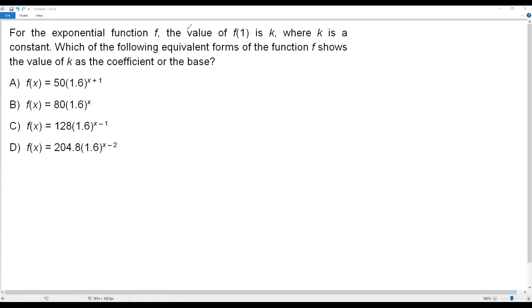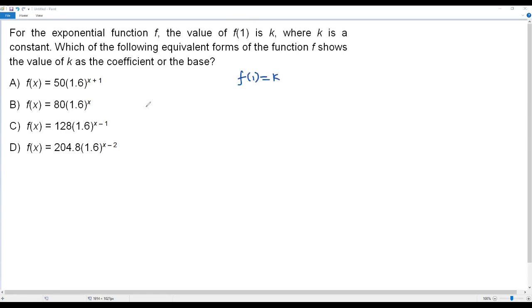For the exponential function f, the value of f of 1 is k, where k is a constant. Which of the following equivalent forms of the function f shows the value of k as a coefficient or the base? Okay, to get the value of k, we have to get the value of f of 1. That is, f of 1 equals k.